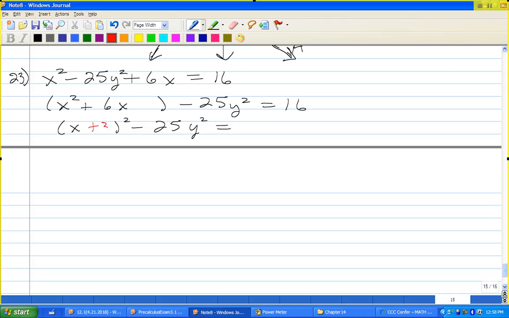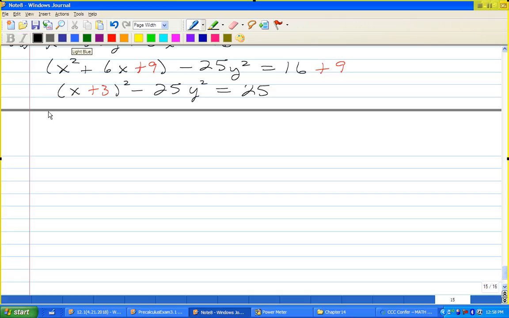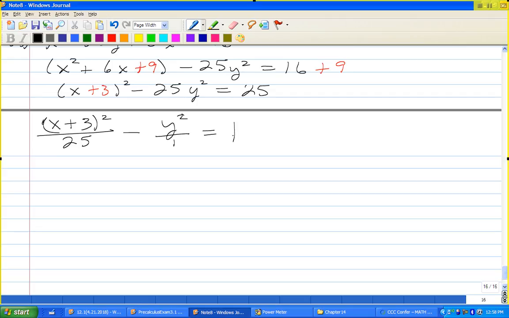Six divided by 2 is 3, squared is 9, times 1 is 9. Let's add 9 to both sides of my equation. Divide every term here by 25, so x plus 3 squared over 25 minus y squared over 1 is equal to 1. So the center is at negative 3, 0. A is 5. B is 1.